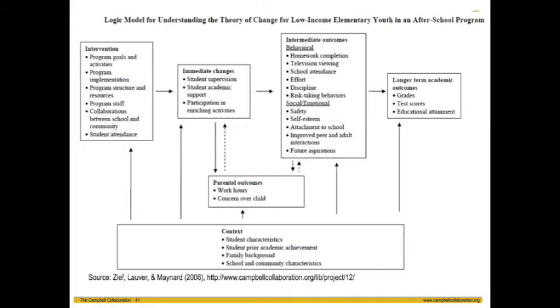So this is a logic model for, I think, after-school programs. Essentially what they've said here is, okay, we think that these after-school programs should lead to immediate changes in supervision of students, students' academic support, which then lead to these behavioral changes in homework completion, television viewing, which then should have an effect on longer-term outcomes like grades. And so having logic models like this can help you identify those more intermediate versus distal outcomes that may be relevant for you to measure and include in your systematic review.